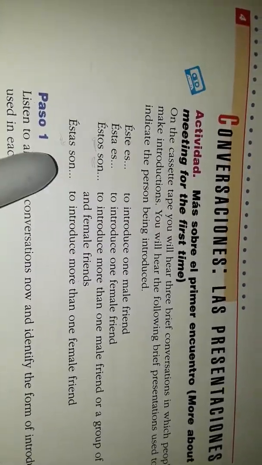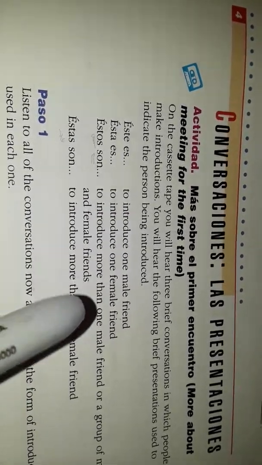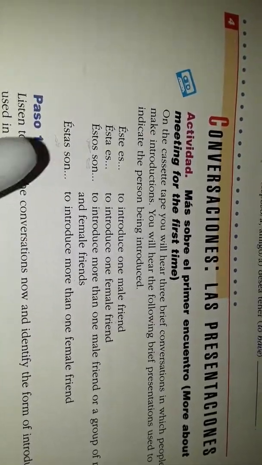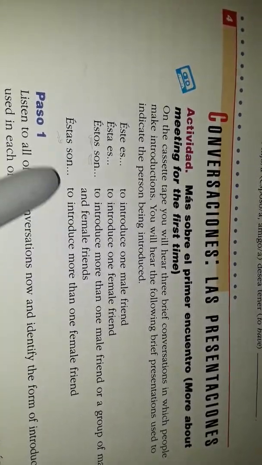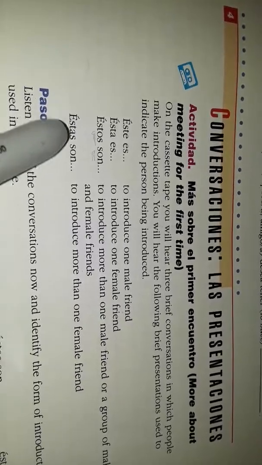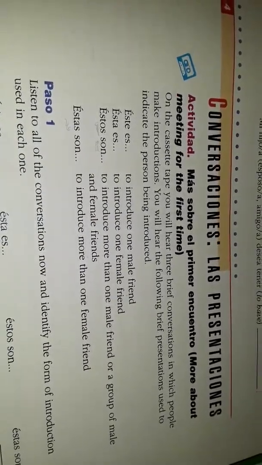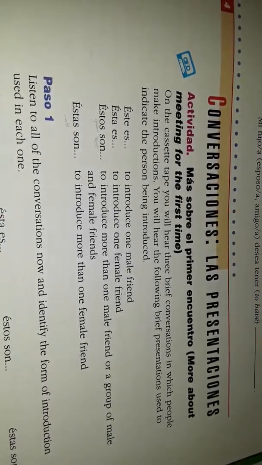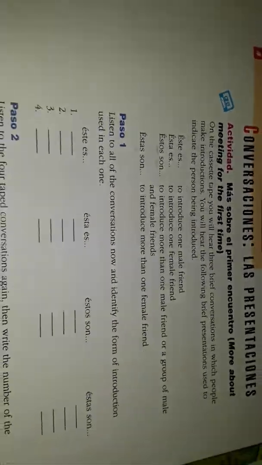Estas son mis amigas. So you could say, these are my friends. Okay, so you're introducing more than one female friend. So since they're all female, then you use the as at the end. So this is a way of introducing yourself or introducing a person to somebody else. We didn't go over that in class, so I wanted to touch upon that.